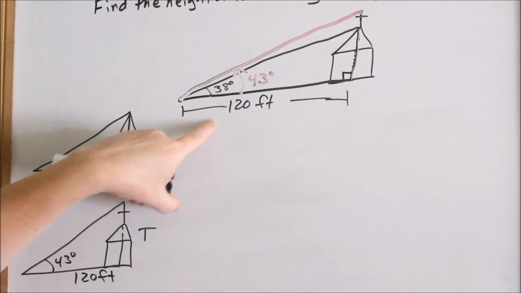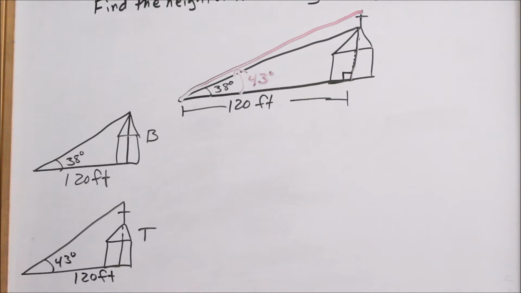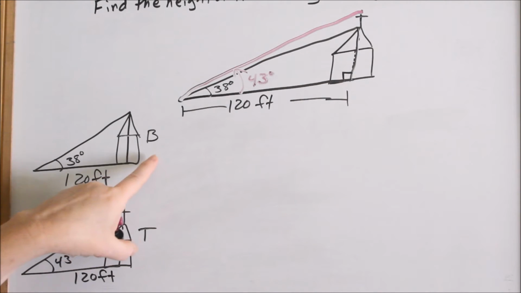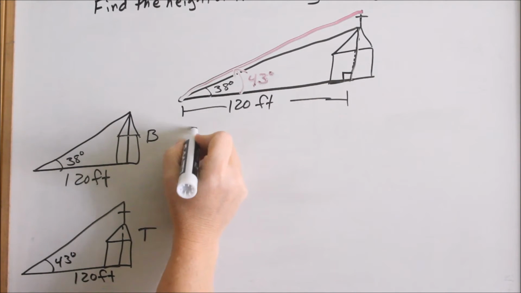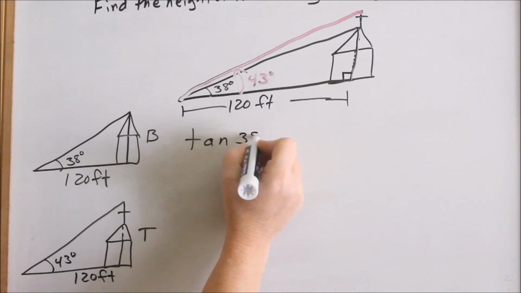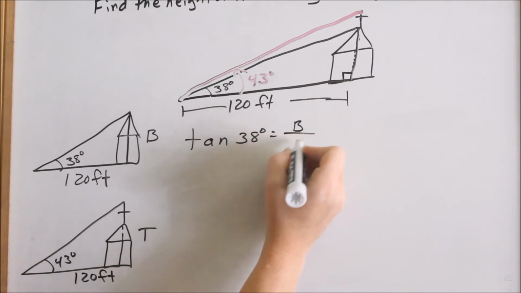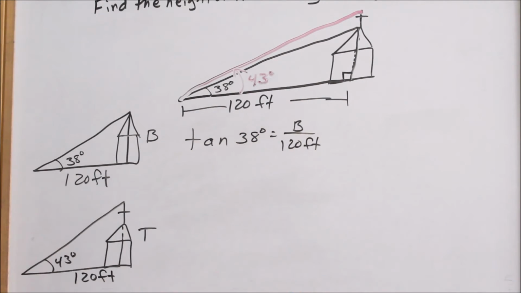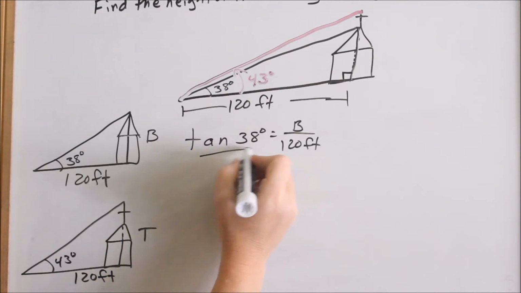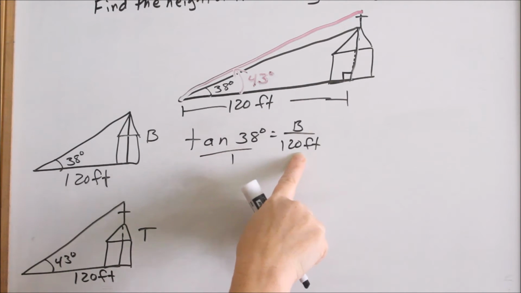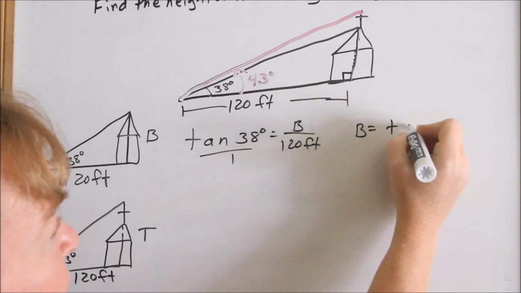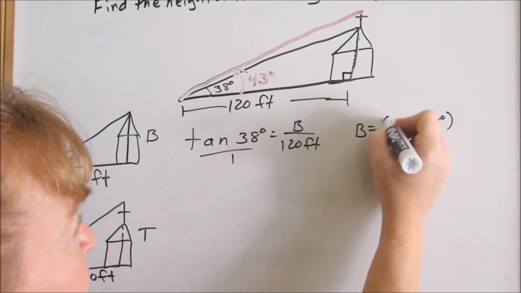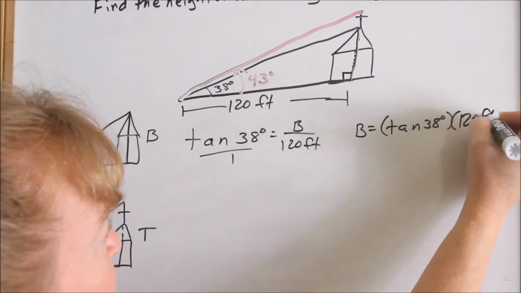Okay, so here's a picture of them combined together. This is two separate pictures here. So here, if I'm standing at this angle, side opposite of me, adjacent to me, opposite and adjacent, tangent. So I can say tangent of 38 degrees is the building over 120 feet. Again, if you put that over 1, you just see you need to multiply 120 feet to the other side to solve for B, okay? So B equals tangent of 38 degrees times 120 feet.